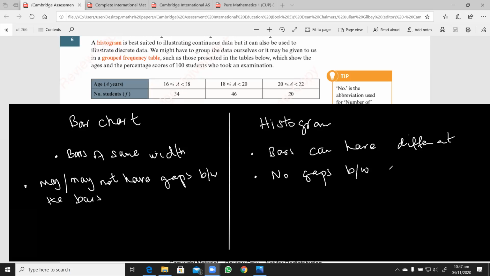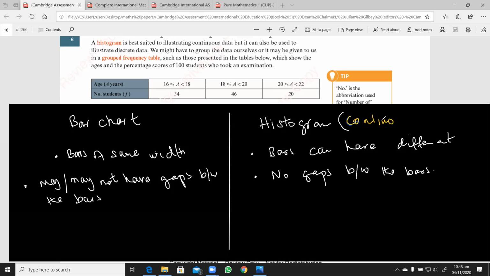Can someone tell me why we can't have gaps between the bars of a histogram? Yes, Maria. Exactly. That is the reason. This deals with continuous data. Let me write this in a different color. Histograms deal with continuous data. That is the reason for not having the gaps. So it deals with continuous data only, okay?